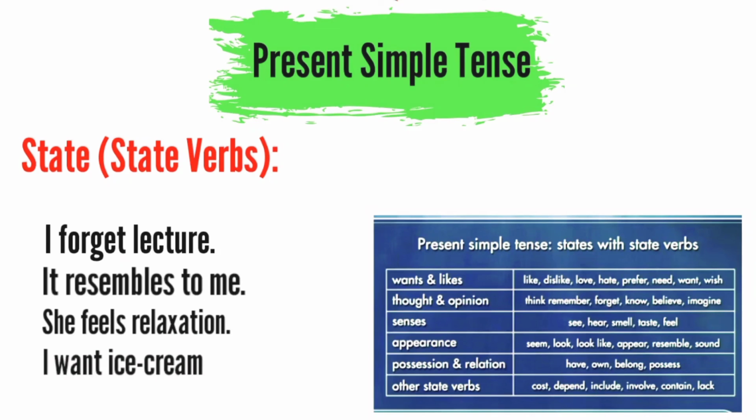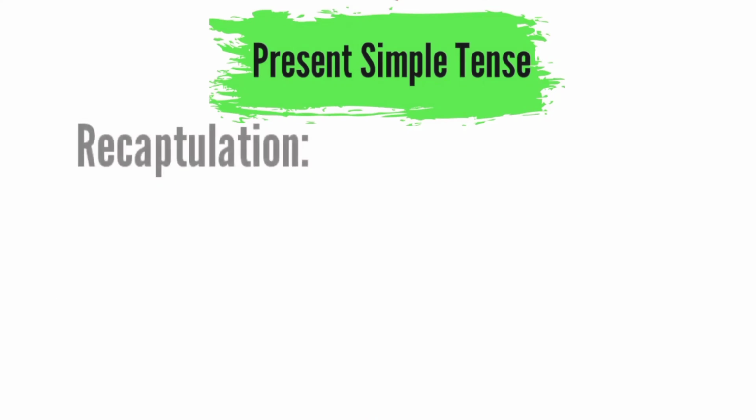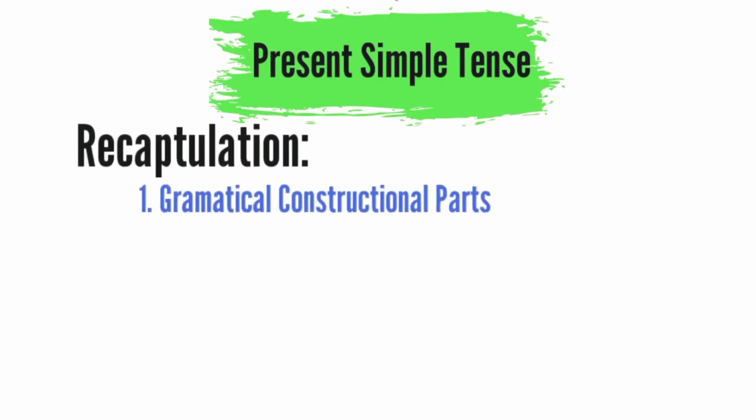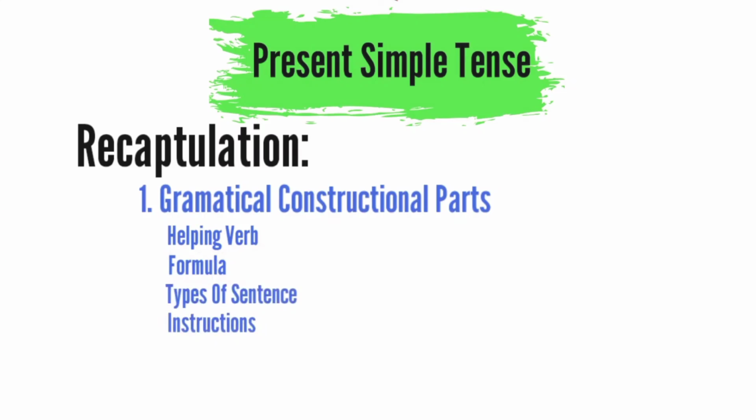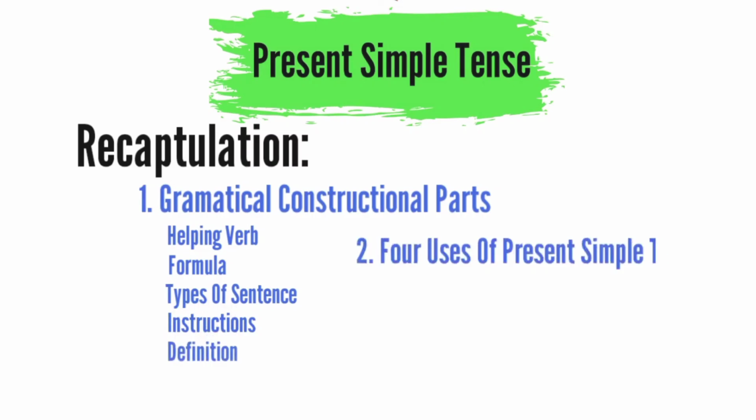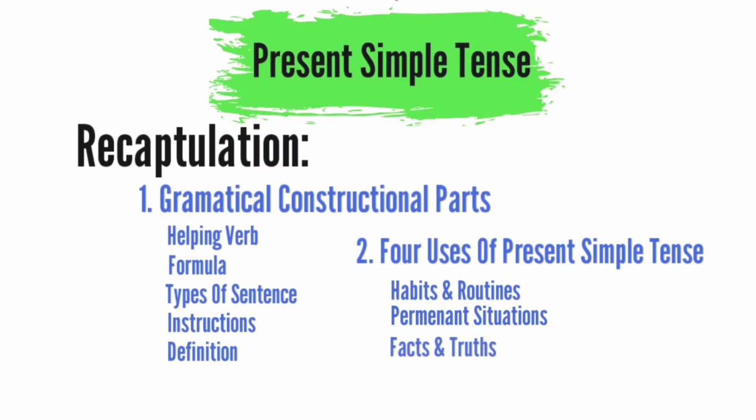So I hope in today's lesson you have learned a lot. Let me recapitulate what we discussed in today's class. We first discussed the grammatical construction parts of present simple tense while describing the helping verb, formula, three types of sentence, and a few instructions regarding present simple tense. Then we talked about the simple definition of present simple tense and discussed four ways of using it. Habits and routines, permanent situation, facts and truths of the world, and states, also known as state verbs.